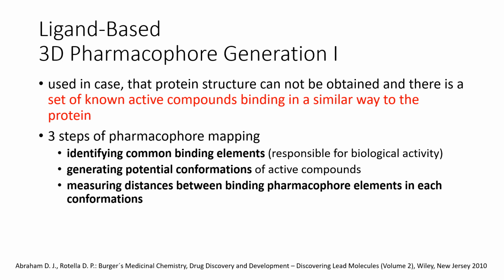So how can the pharmacophore model be generated? There are 3 steps. The first one is identifying common binding elements that are responsible for the biological activity. Then the second one is generating potential conformations of active compounds. And the last one is measuring distances between binding pharmacophore elements in each conformation.